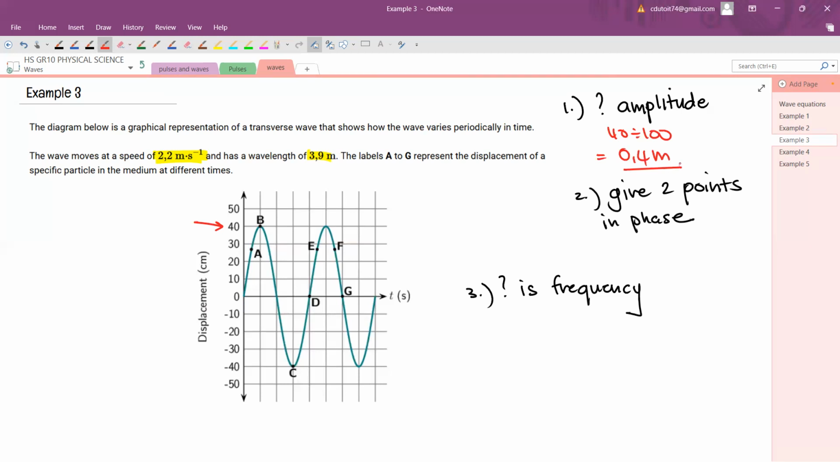2 points in phase are just 2 points at the exact same spot, and the only 2 points in phase are A and E. If I had a point on top here, called H, then B and H would also be in phase. If I had a bottom spot here called K, then C and K would also be in phase. But I only have A and E. In phase simply means that if I draw the wave between those 2 points, it exactly makes one wave.